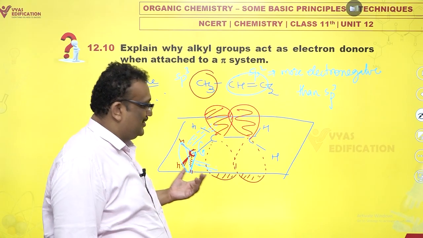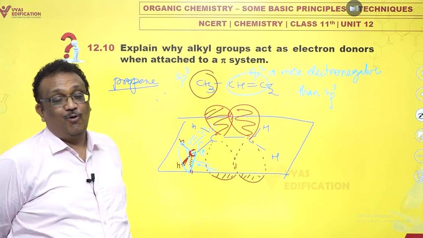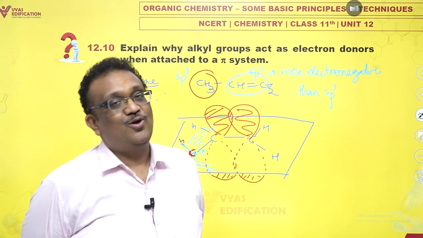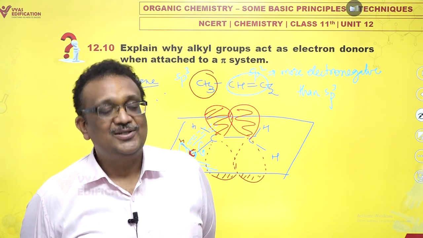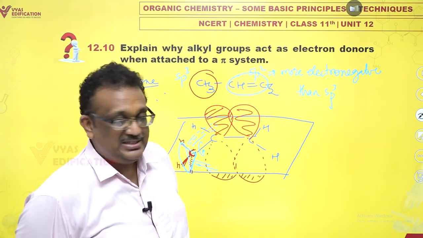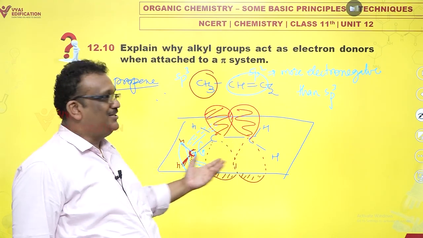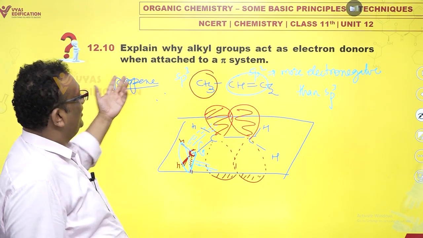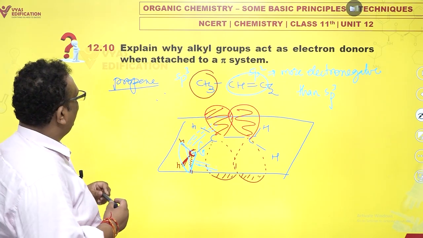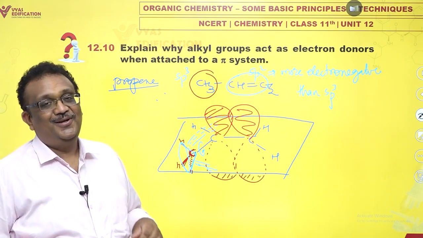So this, my dears, is also known as, if you want it in full glory and style, sacrificial hyperconjugation. Let's cut the nonsense. Let's call it simply hyperconjugation. And this is the way we write it. So that is the reason why alkyl groups act as electron donors when attached to a pi system.